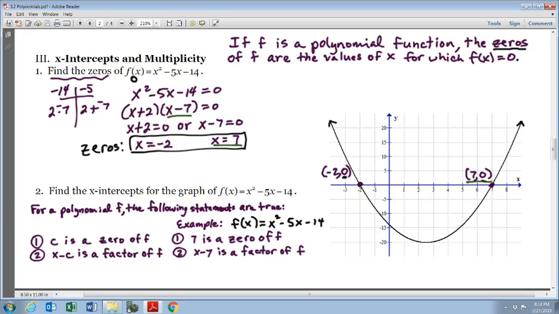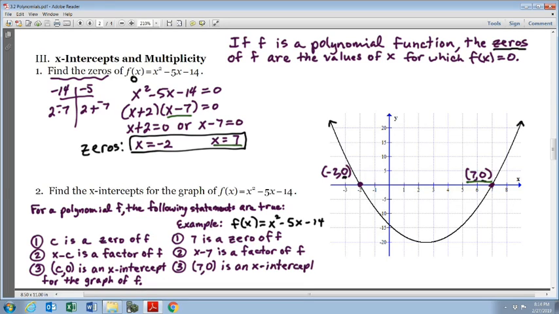So if I know 7 is a 0 of f, then I know x minus 7 is a factor of f. And it goes in reverse too. If I know x minus 7 is a factor of f, then I know 7 is a 0. And then the last is about the x-intercept. (c, 0) is an x-intercept for the graph of f. So in our problem, it would be (7, 0) is an x-intercept for the graph of f. Again, all of these statements are related. If I have one of these, I have the other two. And so that's going to be something that's important as we proceed.